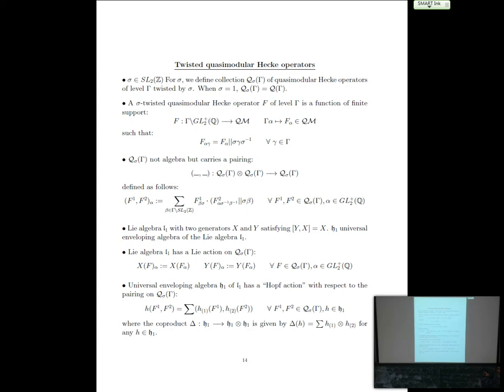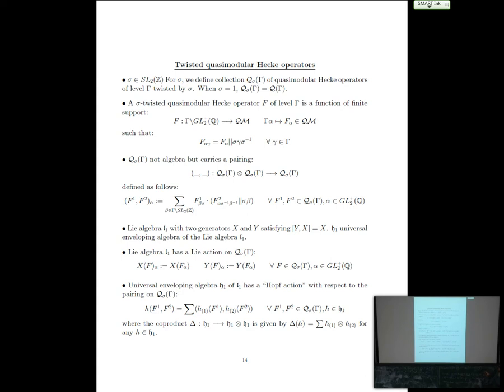Of course, when sigma is identically equal to SL2(Z), that is, equal to 1, then Q sigma gamma simply becomes equal to Q gamma. And so how is it defined? The sigma twisted quasi-modular Hecke operator F of level gamma is a function of finite support. Once again you have this, but you just see the difference in this one. That is, on this side there is a slight difference: F alpha gamma is F alpha sigma gamma sigma inverse. So there is a twisting inside that action.